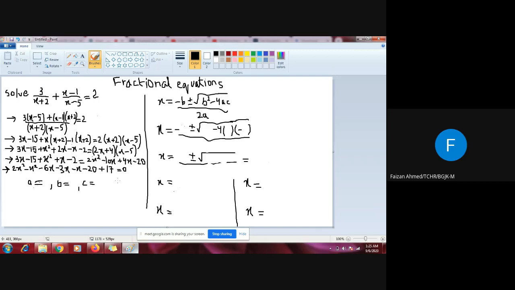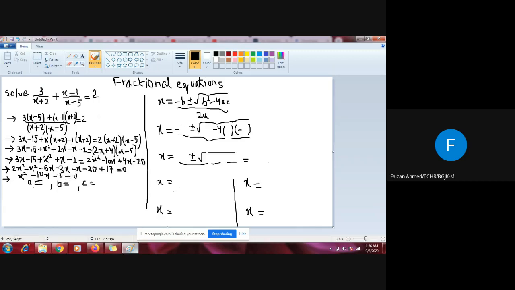So this was the simplification. One more step, I just have to add all the x squares, and this will be the last step before applying the quadratic formula. 2x square minus x square will be positive x square, and this is minus 6x minus 3x and minus 1. So minus 6 minus 3 minus 9, and minus 1 will be minus 10x, and this minus 20 and plus 17 will give me minus 3 equals 0.